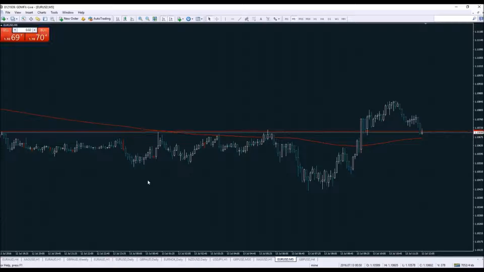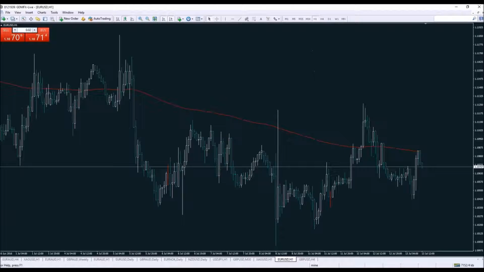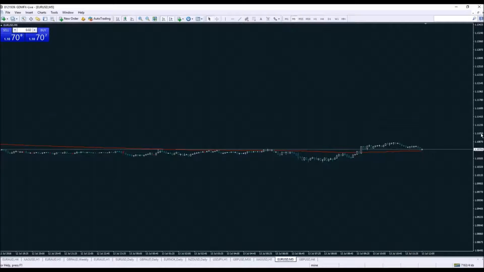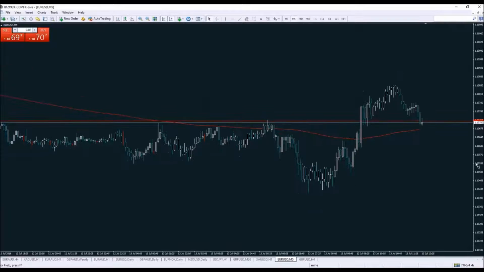I've chosen the Euro USD because it's in a very, very tight sideways range, and it's very useful when the market is in, let's say, a short-term to mid-term sideways range. This gives us a very good opportunity on the small time frames to make as few mistakes as possible.